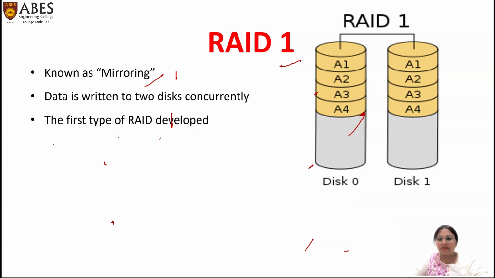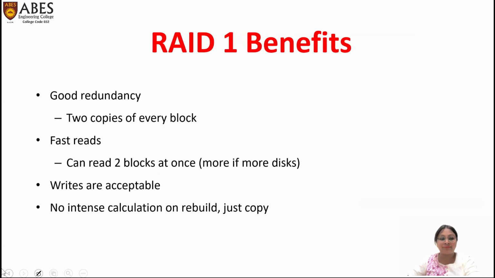A2 is replicated in disk 1 again, and A3 is also replicated in disk 1. A4 is replicated in disk 2. This means that all the data that are stored in disk 0 get replicated in disk 1. By this, if any disk failure occurs in disk 0, then we get the data recovered from disk 1. So here the problem of fault tolerance is recovered in RAID 1. There are various benefits of RAID 1.